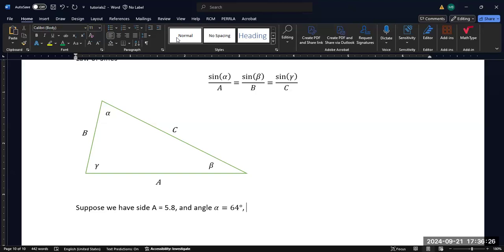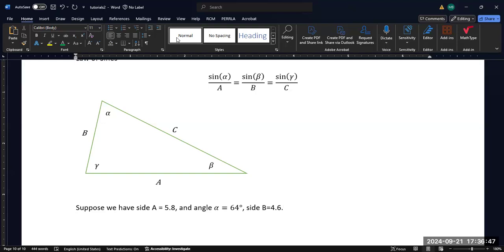These problems are typically given in degrees rather than in radians. So be careful about the settings on your calculator. And then one other side, let's say side B is equal to 4.6, whatever the units are, let's say centimeters.